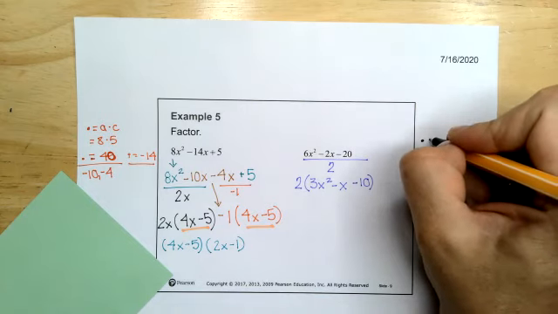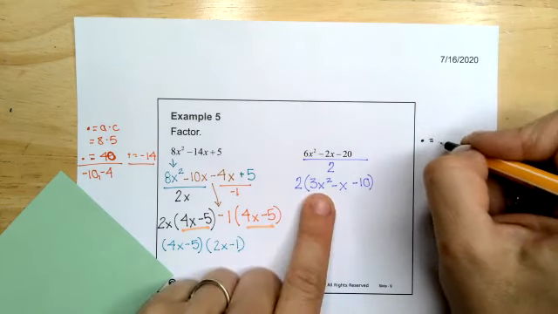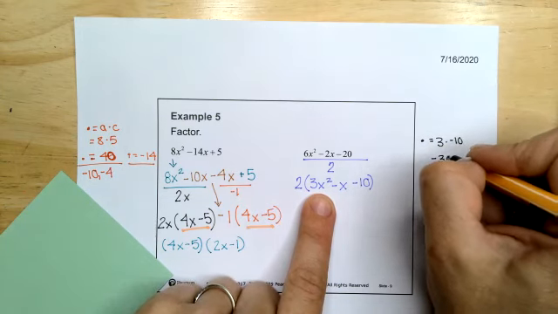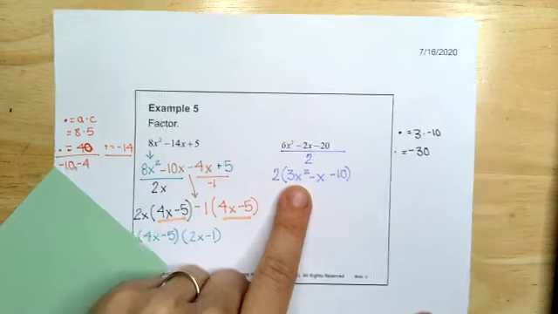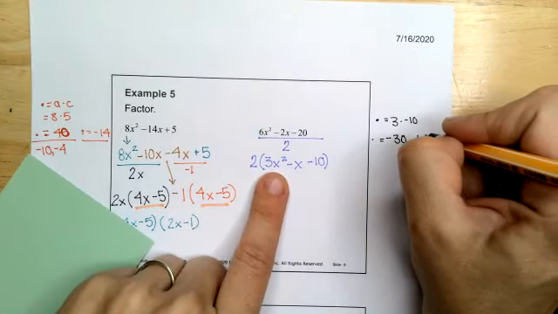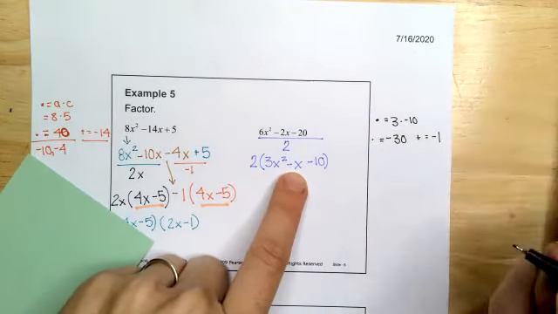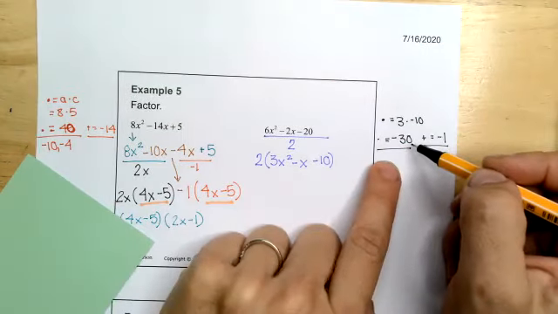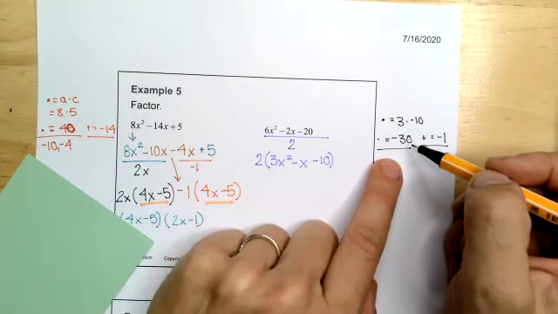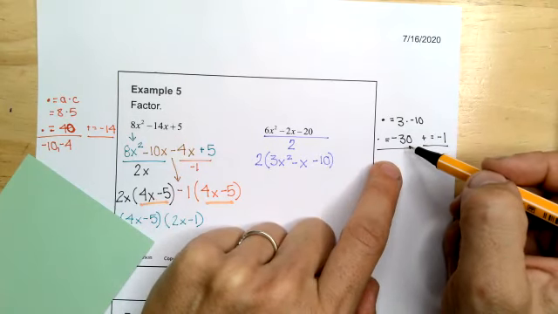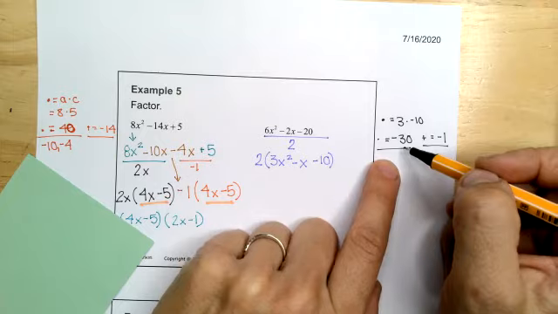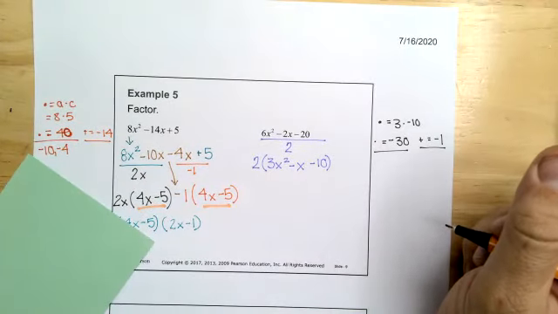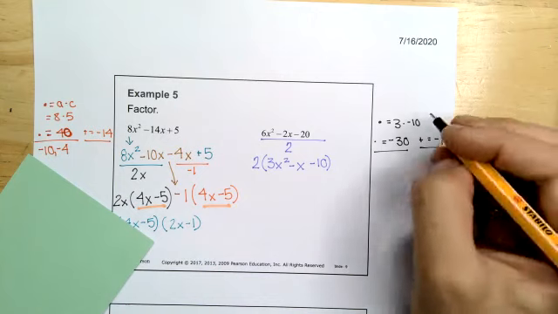Now I'm going to multiply to equal 3 times negative 10, which is a negative 30. And I'm going to add those two terms to equal negative 1 again. That means you want 2 terms, one positive and one negative, that multiply to equal 30 and add to equal negative 1.